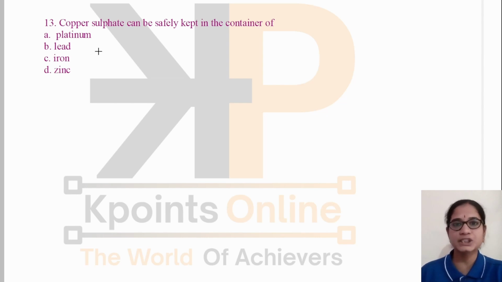Means there will be a reaction taking place between the metal and the copper sulfate solution. So it is always safe to keep the copper sulfate solution in the container of the metal which is less reactive than copper. Again, you need to remember the reactivity series. See here, platinum is less reactive than copper, whereas these three, lead, iron and zinc, are more reactive than copper.